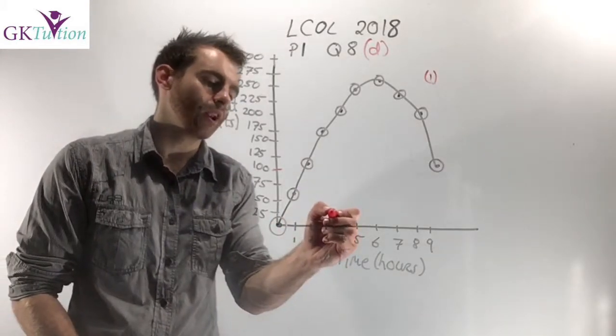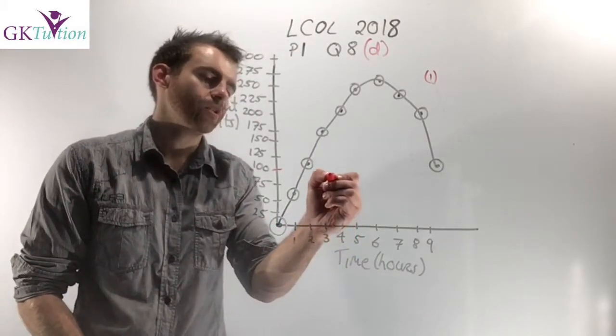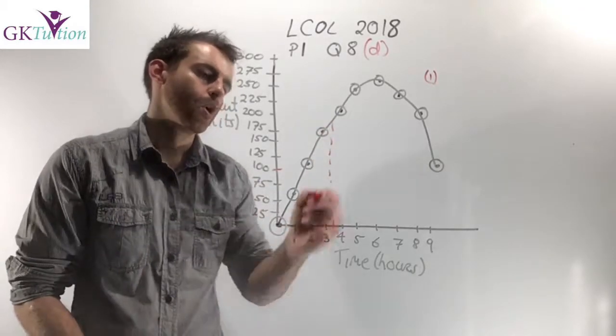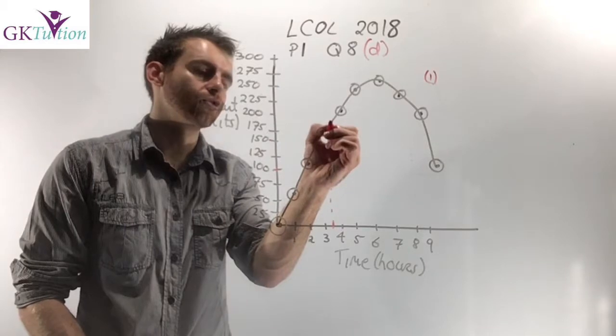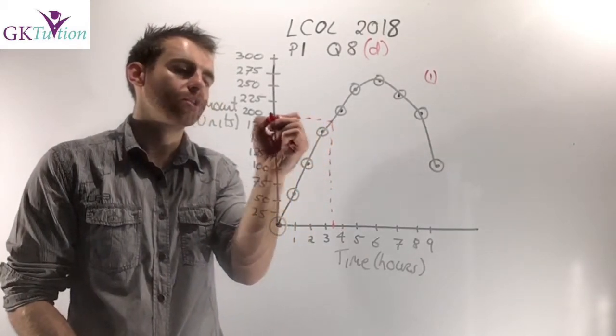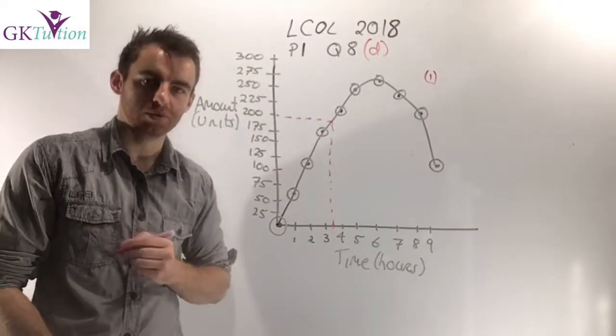If I'm using my graph, you need to use a ruler. Since I'm doing this on glass, I'm going to estimate it. So you need to use a ruler and draw a broken line up to your graph. Once you get to your graph, you then draw a broken line across. You just work across, and when you do that, the answer should be 200 units.